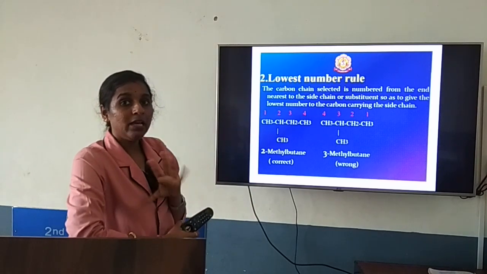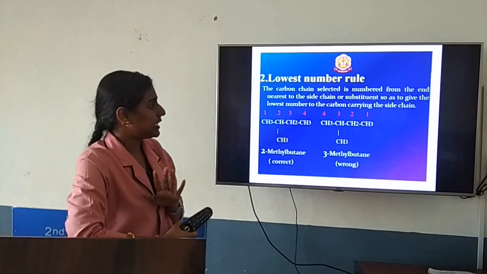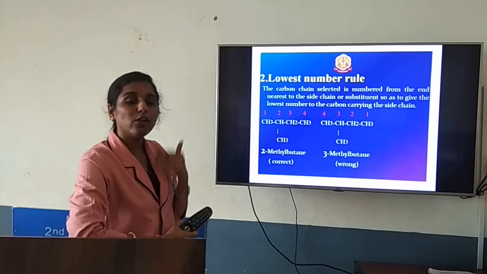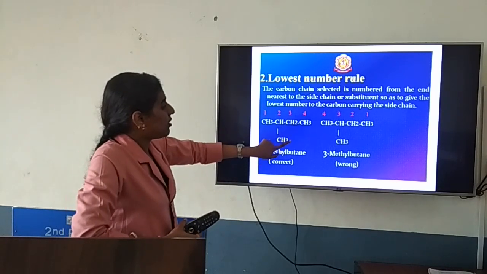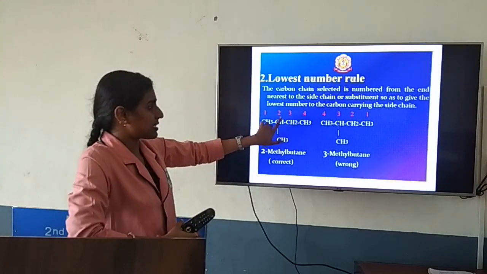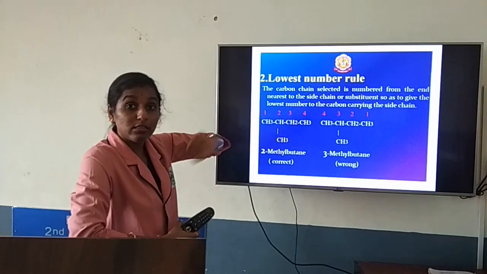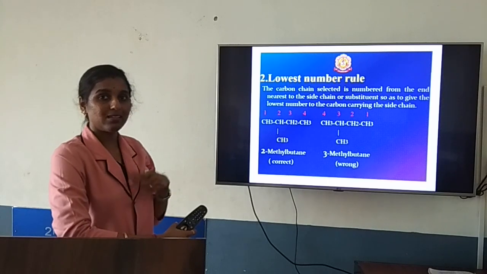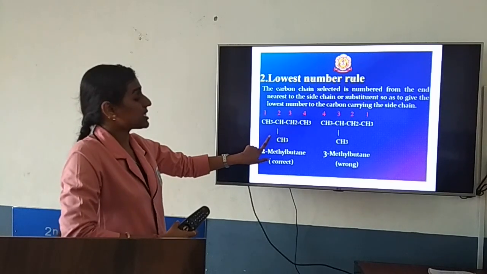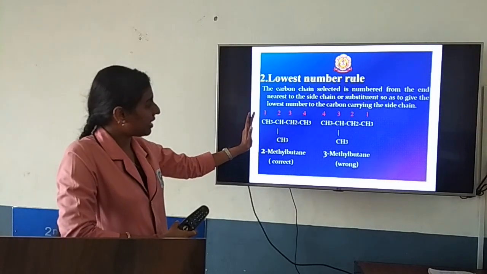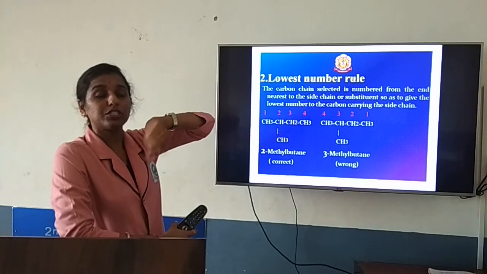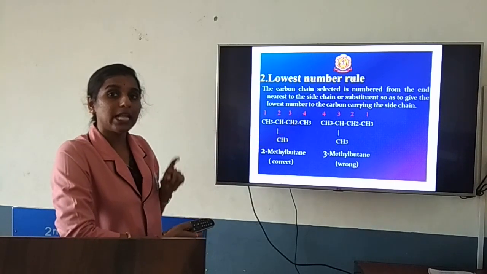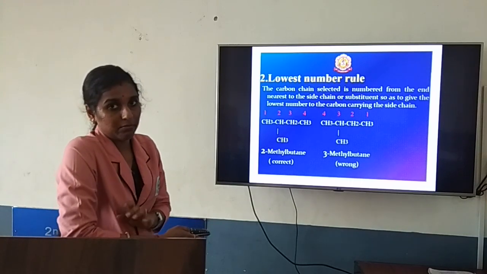So while naming, the correct rule is that the functional group should get the lowest number. Here it is getting the second position, there it is getting the third position. Which is the lowest one? Second is the lowest one. So this is the correct way, and you can number the compound from this side. Remember, the functional group should get the lowest number. Then only you can name the compound.